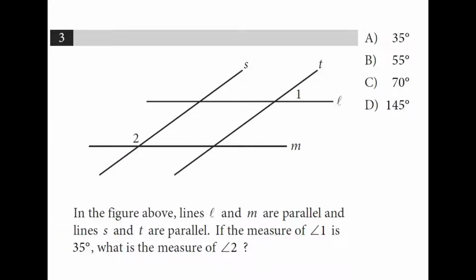We have some parallel lines, L and M, and S and T. So if 1 is 35, that means all of these are 35, which means that the other angle has to add up to 180. So that's going to be 145 in every spot.